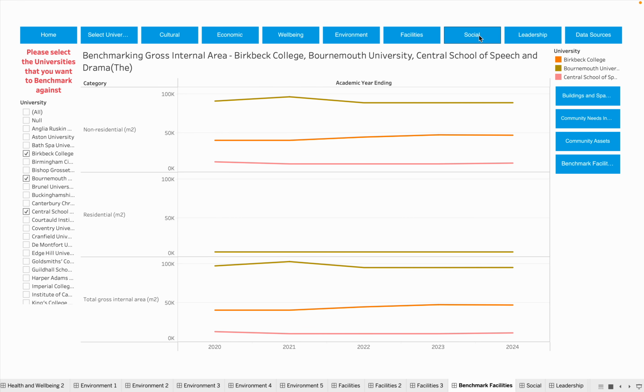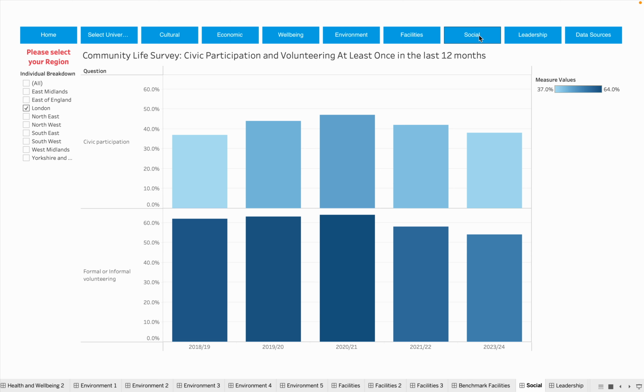The next thing we have is social. So for social, we're seeing the results of community life survey. So for our region, again, I can change the regions here if I wanted. We see the results of civic participation and volunteering at least once in the last 12 months. If you want to see details of these metrics, you can always click on data sources. I'm going to show in a minute, and the details will be there. But when we look at London, there's a decrease after the pandemic, and it looks like it hasn't picked up regarding formal or informal volunteering or civic participation.